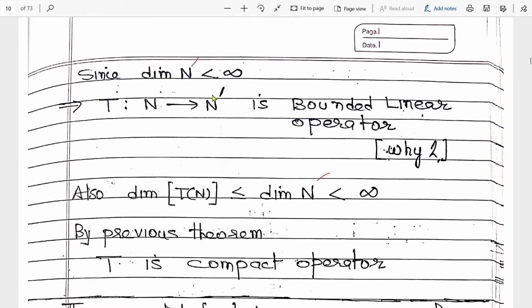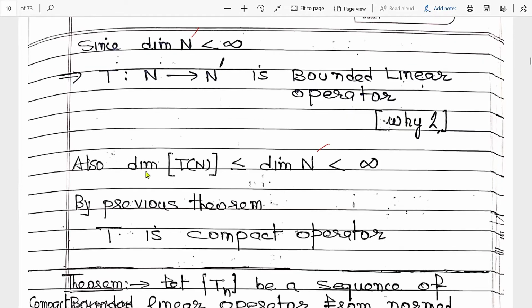Since the dimension of N' is less than infinity, that is given, it implies T: N to N' is a bounded linear operator. Also, we know that the dimension of T(N) is less than or equal to the dimension of N', so this is again less than infinity. Then by the previous result that we discussed in the previous lecture, T is a compact operator. So that is our result.